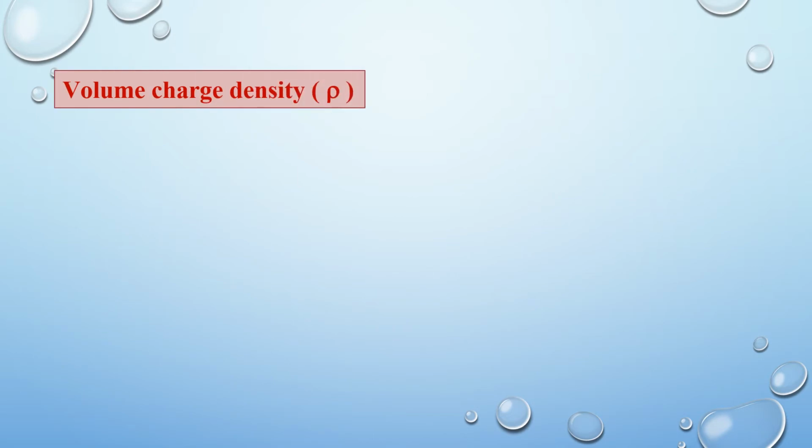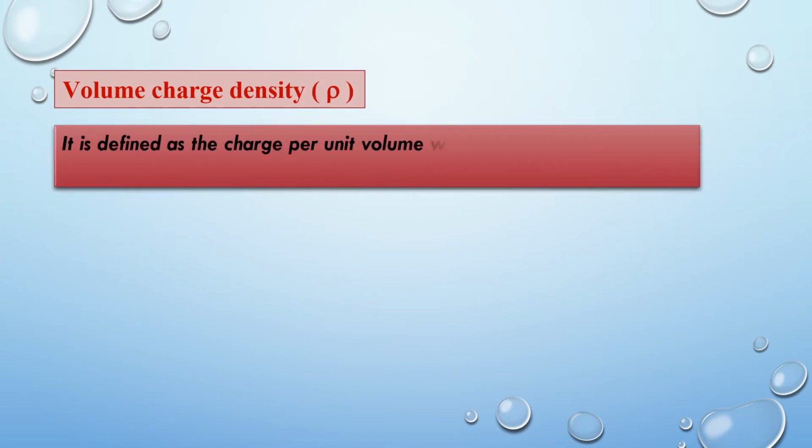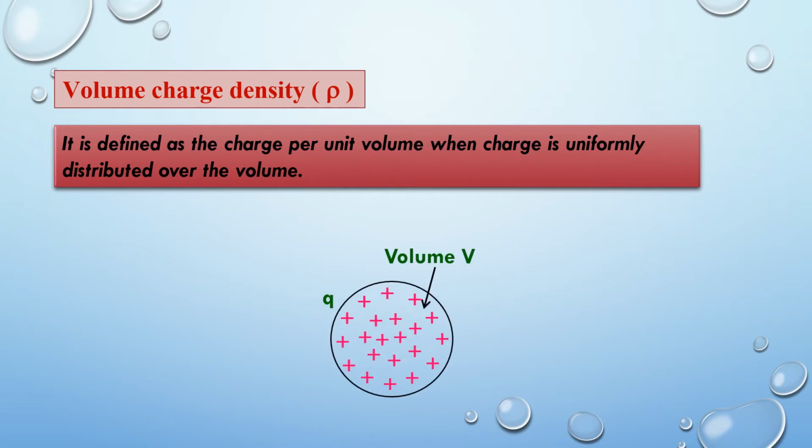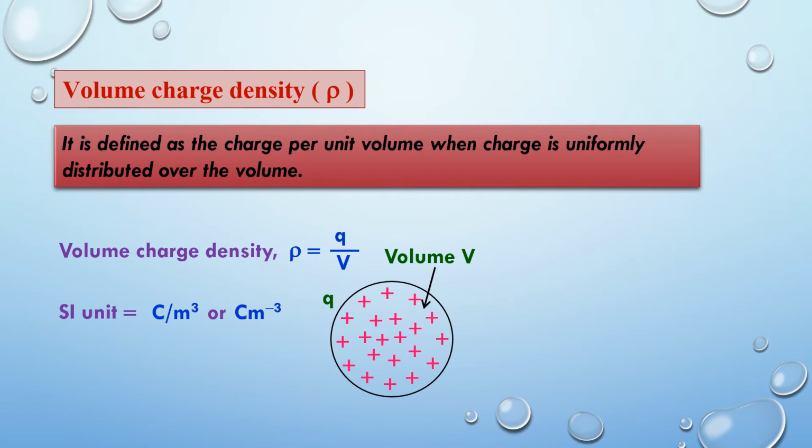Next, volume charge density, which is defined as the charge per unit volume when charge is uniformly distributed over the whole volume of the body. So I am assuming a sphere, where you can consider the volume of the sphere to be equal to V, Q to be the total charge on the body. So you can write volume charge density, which is represented by rho, is equal to Q upon V. SI unit is coulomb per meter cube.